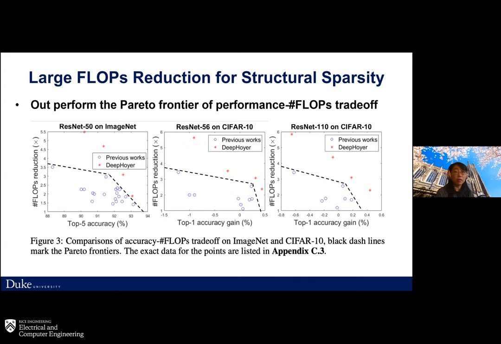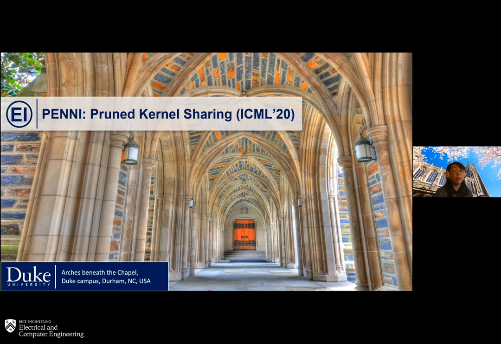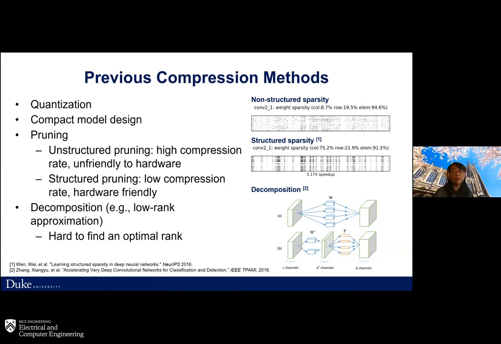The second work I would like to introduce is called PENNI, pruned kernel sharing. Since we're talking about efficient designs, essentially most of them are related to compression methodologies. Generally speaking, there are tons of different compression methods. The most popular ones, as you know, include quantization, which reduces the precision bits of the weights and activations. Also, model design is very important. For example, MobileNet is a very typical example and represents efficient compact model designs.